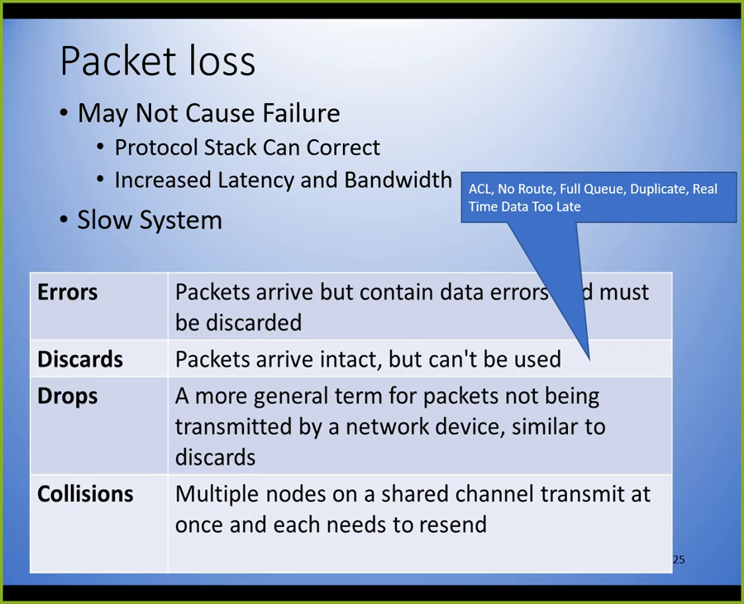And what are these things? What can they do? Errors: packets arrive but contain errors and must be discarded. The reason that little arrow is down there is when I put this in, I didn't get the whole thing. Discards: packets arrive intact but can't be used. An access control list might do it. No route. A full queue. We've talked about a lot of these things. Maybe a duplicate packet. You can see those sometimes if you run Wireshark. Real-time data may be too late.